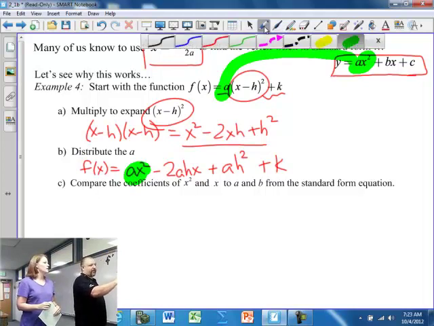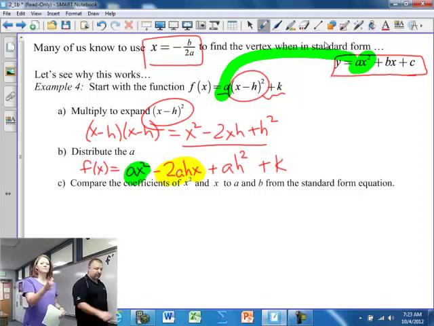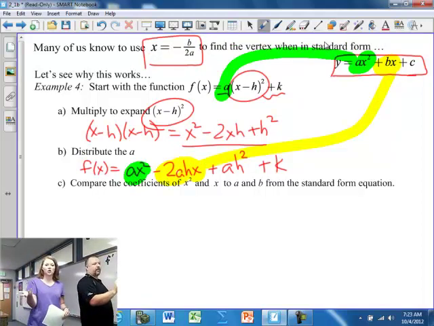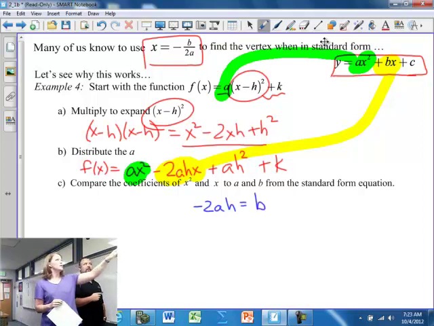Let's look at the x term now. I have an x over here, so the x term is here. And over here I have this x term. Now the coefficients must be equivalent because it's the same equation. All we did was multiply it out. So that means that negative 2ah has to equal b.